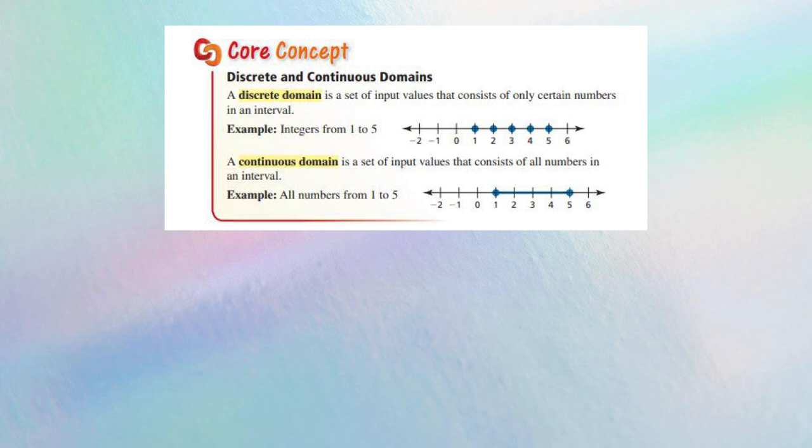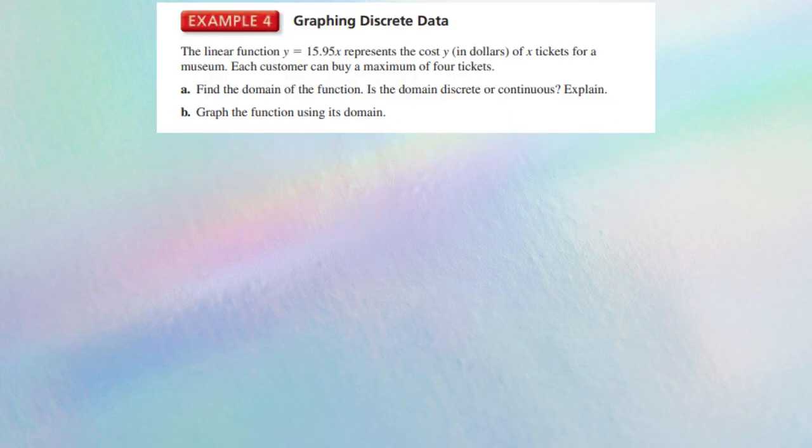Now, do you remember when we had the "and" or "or" in a compound inequality? We had and, or. Or was what? Two separated, right? And was what? Intersecting, right? So think of continuous as something that is all together and discrete as separated. So let's look at how we graph discrete data.